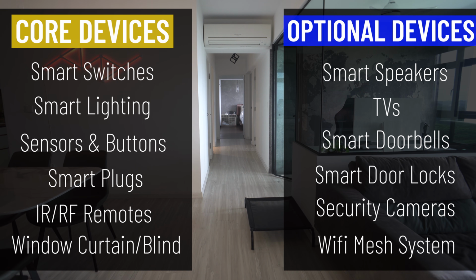Just before I get into each of the device types, here's the full list of all of them I'll be covering. Core devices are what I consider to be the basic foundation of all smart homes. That includes smart switches, lighting, sensors, buttons, sockets, IR or RF devices, and window treatment. Then if you want a fully functional smart home, will include home entertainment, security, and your home network. For smart switches, this is going to be tricky.